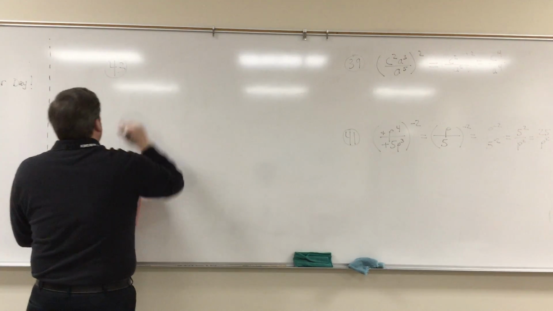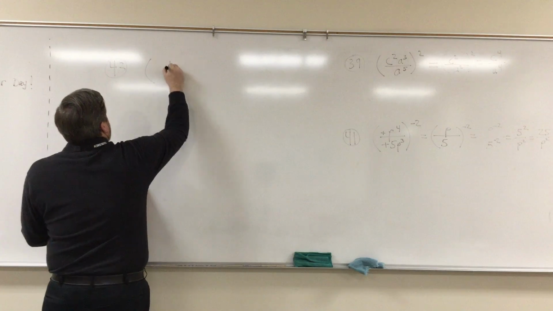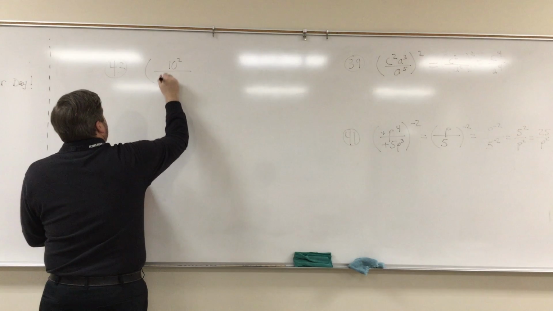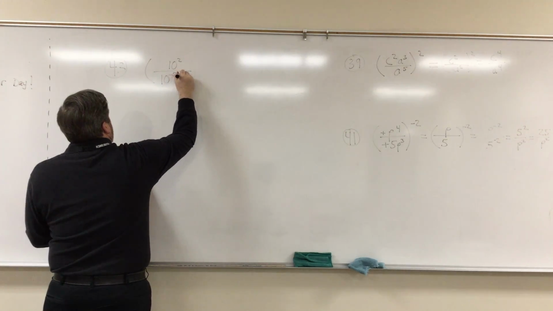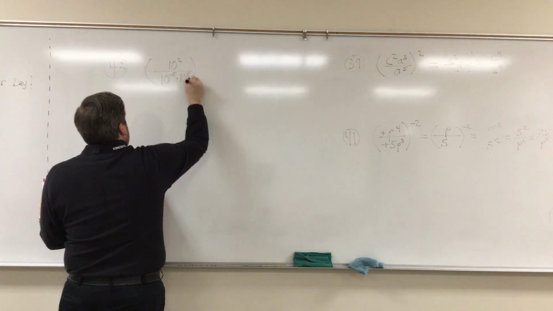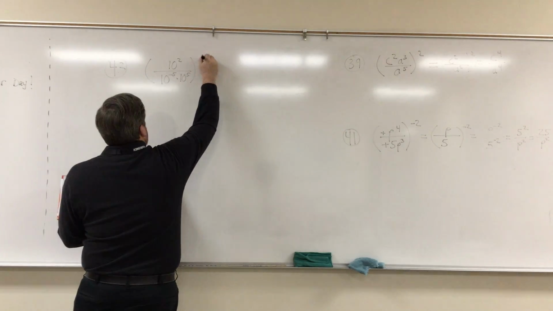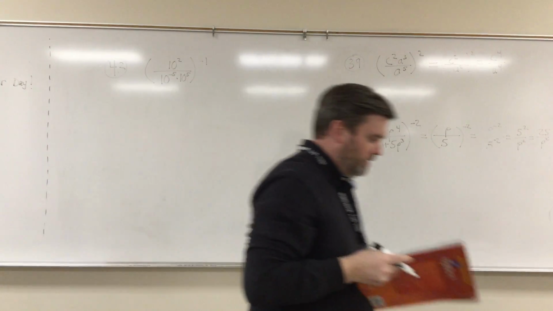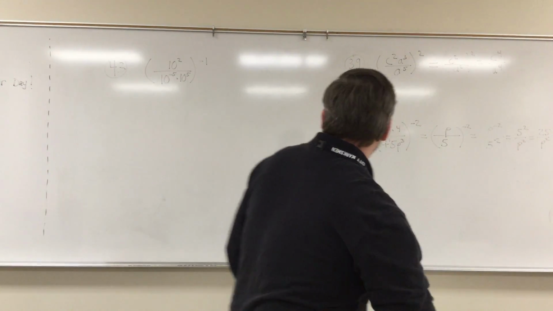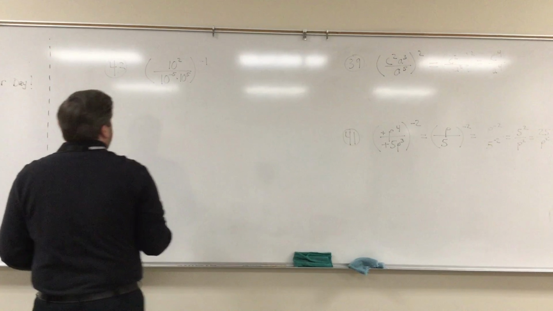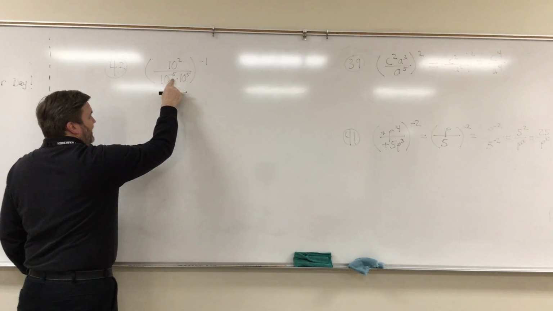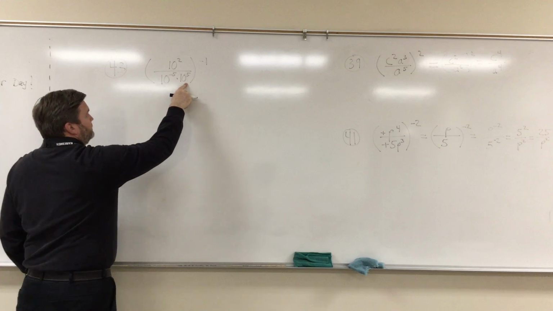43, we have 10 squared over 10 to the negative 5th times 10 to the 5th, and then all of that to the negative 1st. So let me go ahead and do that one, then I'll do 45 separate here in a second. Let's take care of the bottom first. Negative 5 plus 5 is 0.